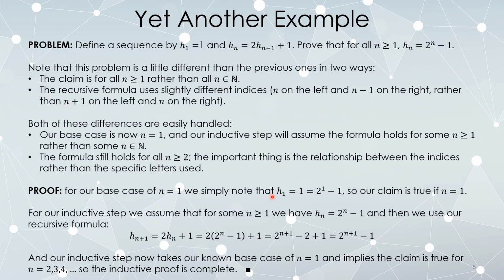Our base case was that it was true for the index 1. So therefore, our inductive step says, since it was true for 1, it must be true for 2. Since it was true for 2, it must be true for 3, and so forth and so forth. The inductive proof has been completed.